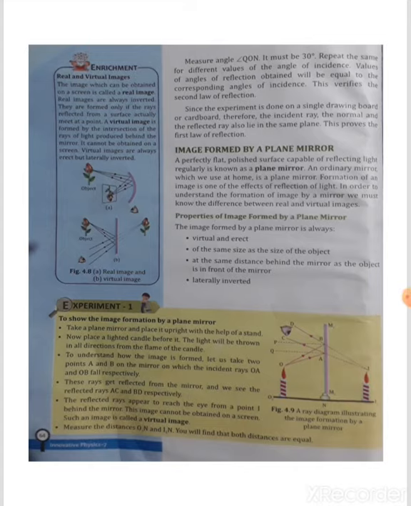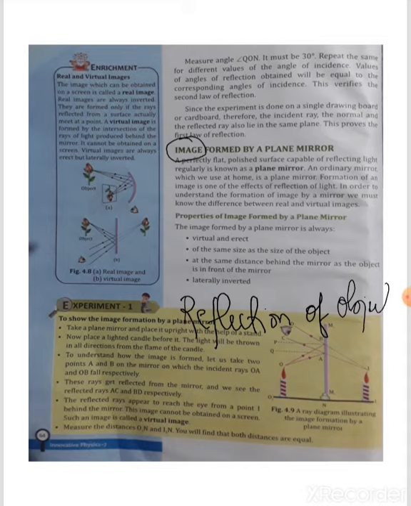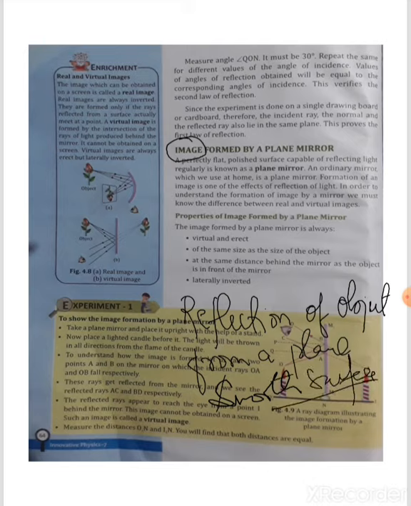Okay, image formed by plane mirror. So first of all, let us understand what is image. Now, what is image? Image is nothing but reflection of object from a plane, or you can say smooth surface. Understand? So when the reflected rays meet, it forms an image. All right, so here you can see the reflected rays are meeting, and that's why the image is formed here.